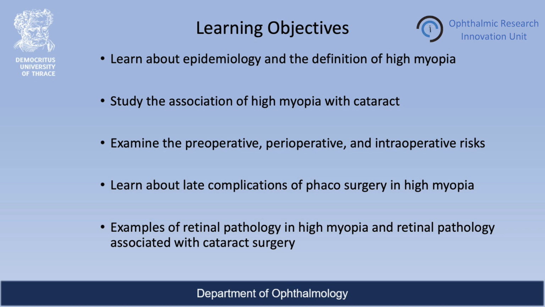The learning objectives of the present course are to learn about epidemiology and definition of high myopia, and to study the association of high myopia with cataract. We will also examine the preoperative, perioperative, and intraoperative risks. We will learn about the late complications of phacosurgery in high myopia, and finally, we will give examples of retinal pathology in high myopia and retinal pathology associated with cataract surgery.